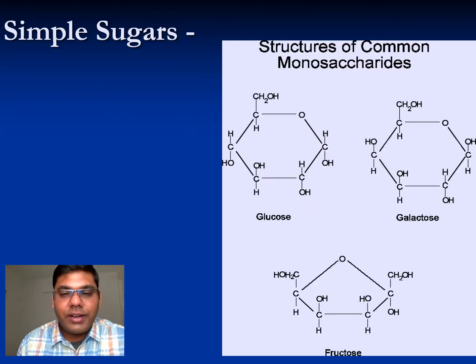So if you look at the classification of carbohydrates, the carbohydrates are of various types. The first one is simple sugars. The simple sugars are nothing but what we call monosaccharides, as the name suggests. Mono means one unit, right? So the examples are glucose, galactose, and fructose. The glucose and galactose are aldose sugars, whereas fructose is a ketose sugar.